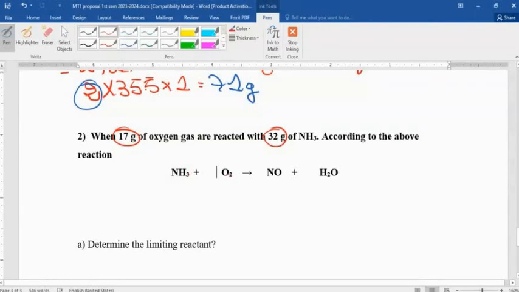Why can I not use oxygen? Because it is in two products, which would make the balancing difficult. So I will start with nitrogen. Here I have one nitrogen, and here I have one nitrogen, so it is balanced.